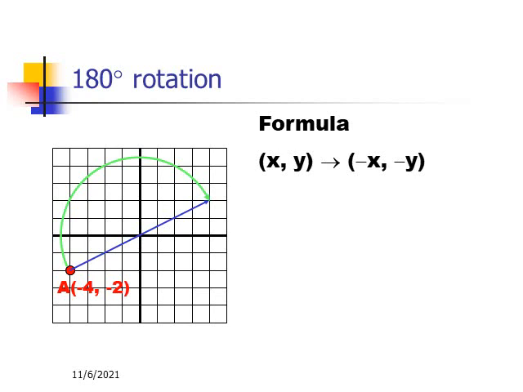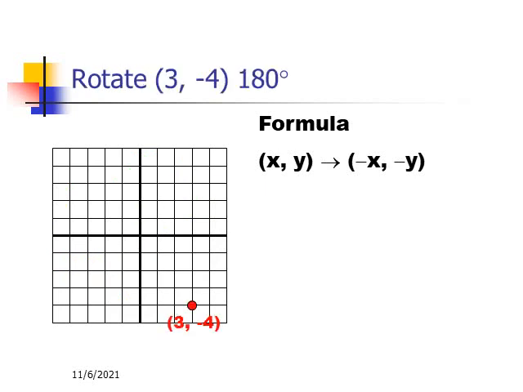The point here will move 180 degrees. So I change my sign to become 4 and 2 only. Like that here again, 180 degrees, the point becomes in its place. So if I move counterclockwise or clockwise, it's the same. So the point will be in its place.